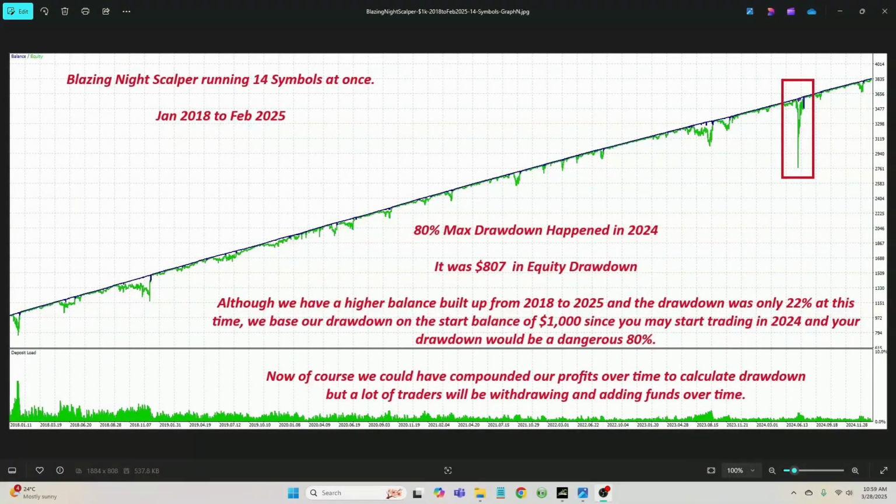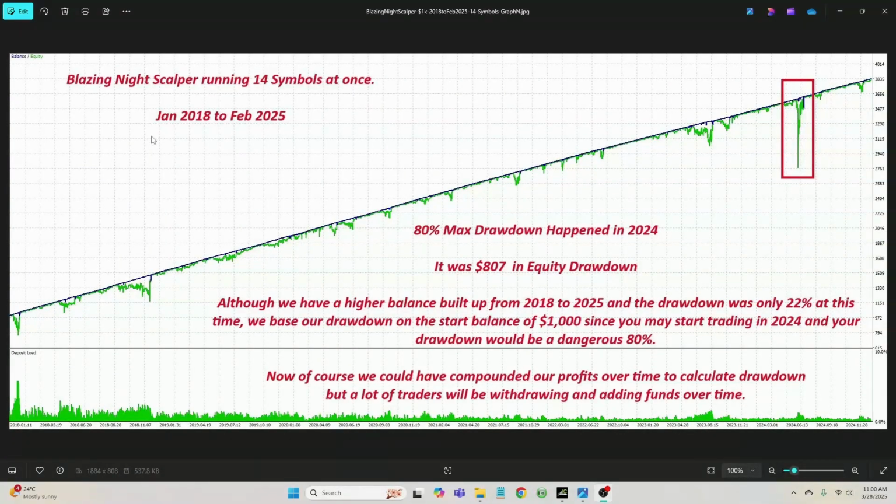This video is going to explain how to disqualify a back test based on the maximum drawdown that you will see in a back test. We ran 14 symbols on Blazing Knight Scalper to see if running 14 symbols would give us more profit, and it did. But we ran into one issue here, where we had a max drawdown that was actually 80% based on a $1,000 start balance.